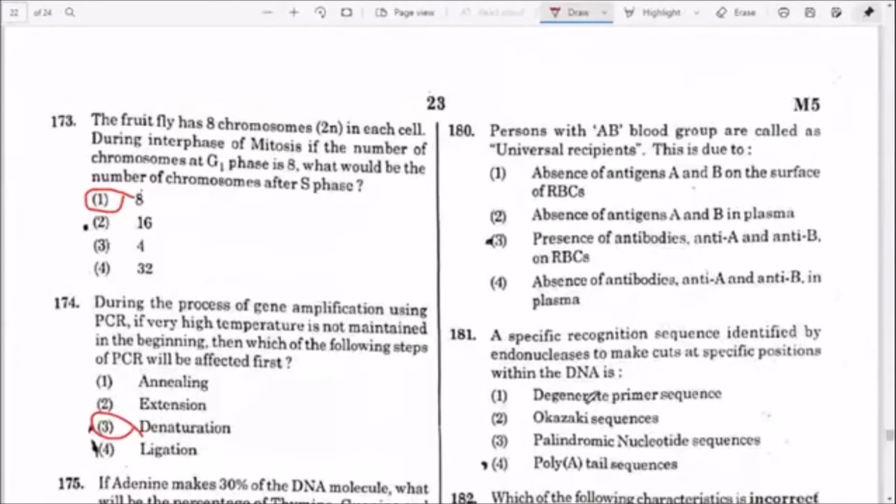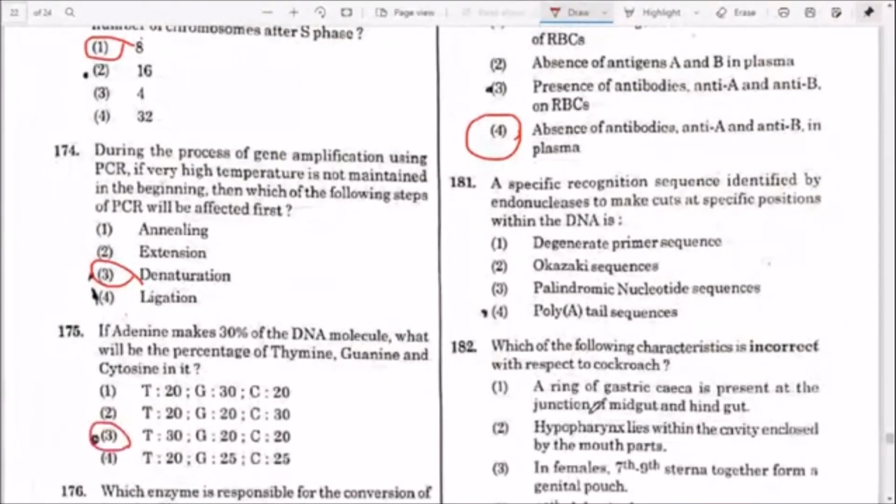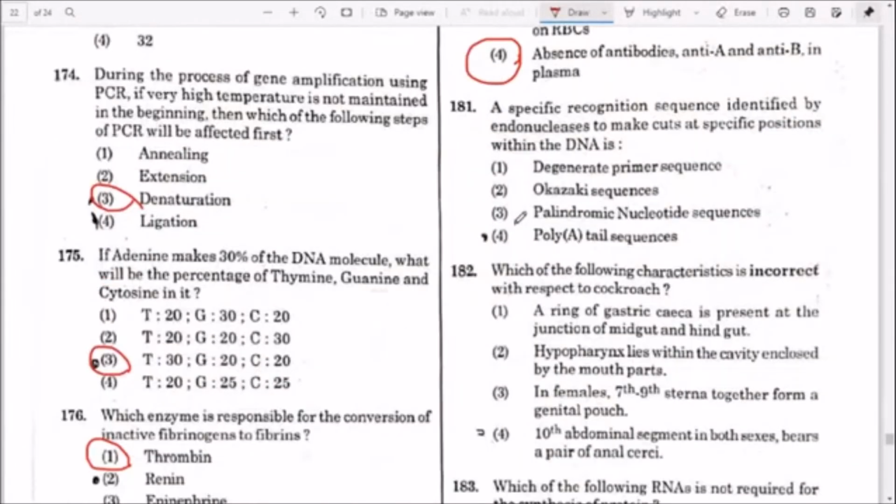Next, question number 180. Persons with AB blood group are called universal recipients. This is due to absence of antigens A and B on the surface of RBCs. Absence of antigens A and B in plasma? No. Absence of antibodies anti-A and anti-B in plasma. Option 4 is the correct option, students. Next, a specific recognition sequence identified by endonucleases to make cuts at specific positions within the DNA is option number 3, palindromic nucleotide sequences.